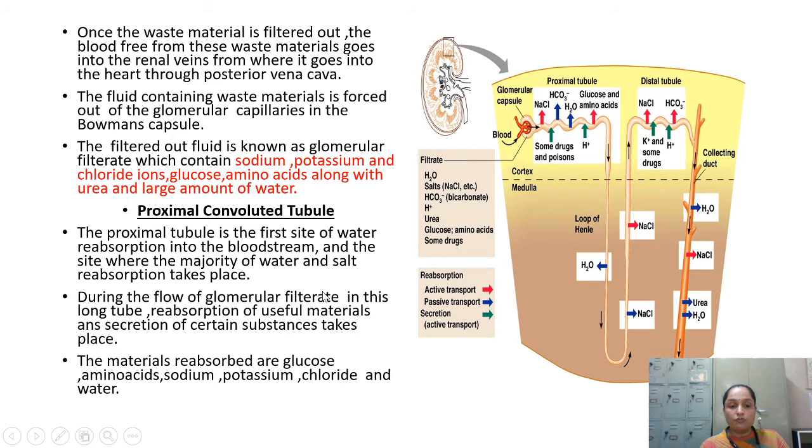So now during the flow of glomerular filtrate, ये glomerular filtrate PCT में move कर रहा है in this long tube, and the reabsorption of useful material, जो कुछ भी body को required material है उसको वापस लेने का एक मौका है. तो body क्या करेगी? Sodium chloride, glucose, amino acid, water, it is going to be taken back into the renal circulation. ठीक. During the flow of glomerular filtrate in this long tube, reabsorption of useful material and secretion of certain substances take place. The materials reabsorbed are glucose, amino acid, sodium, potassium, chloride and water.